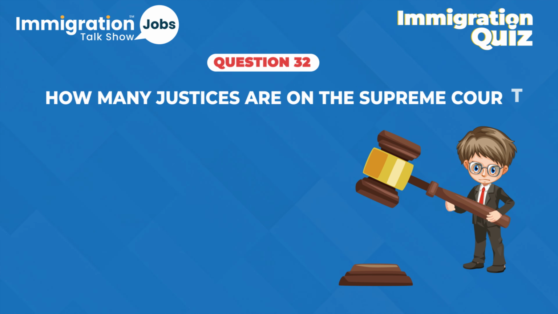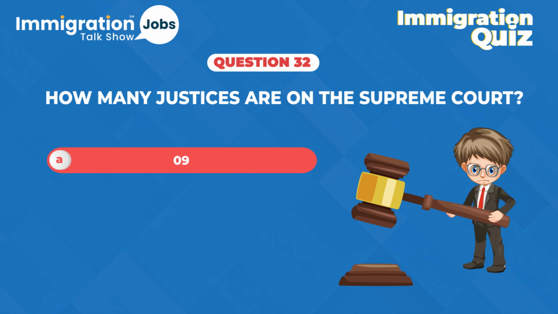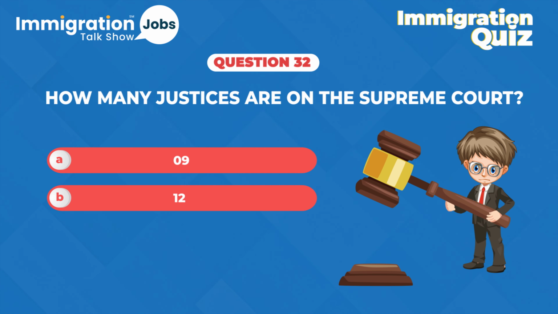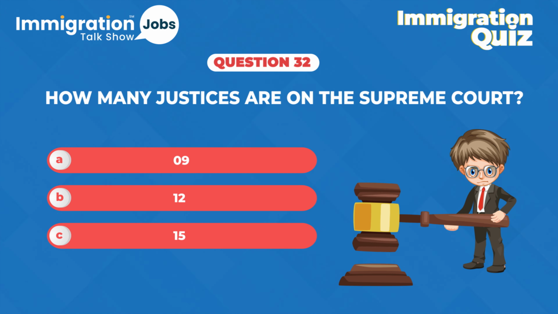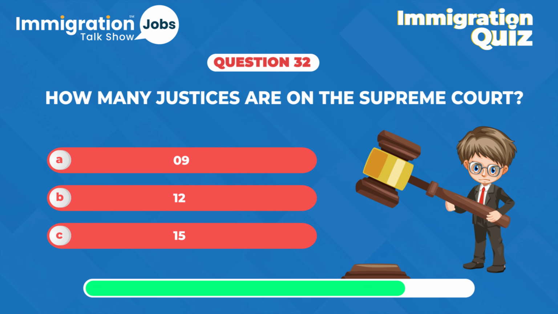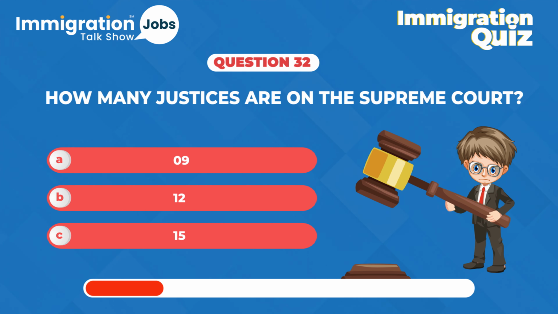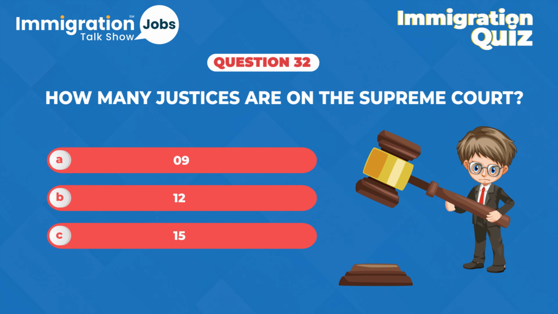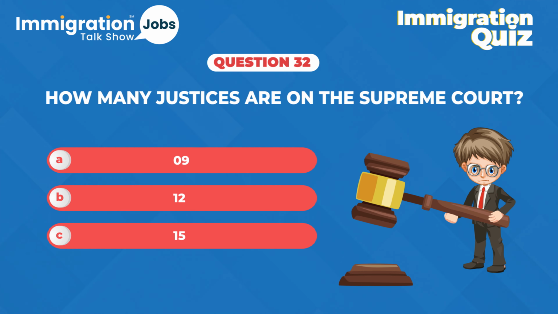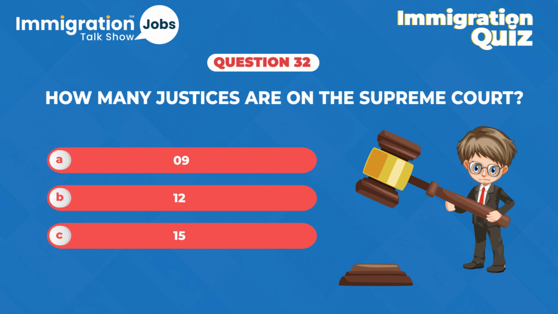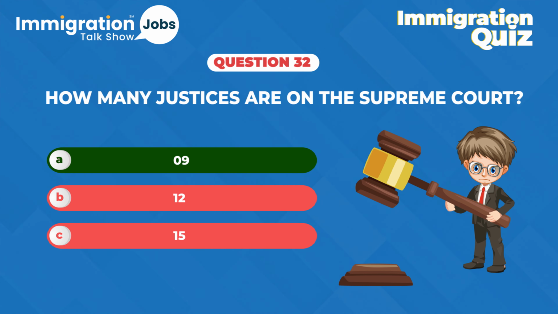How many justices are on the Supreme Court? Option A, 9. Option B, 12. Or option C, 15. And the correct answer is option A, 9.